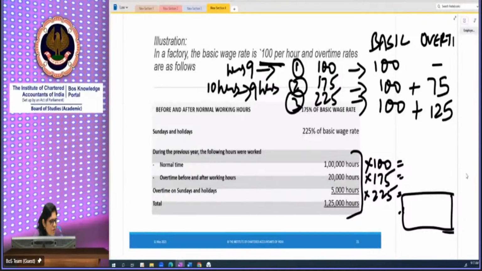Okay, so 146.25. Okay, this is the total. 1 crore 46. Okay, I'll take this answer.